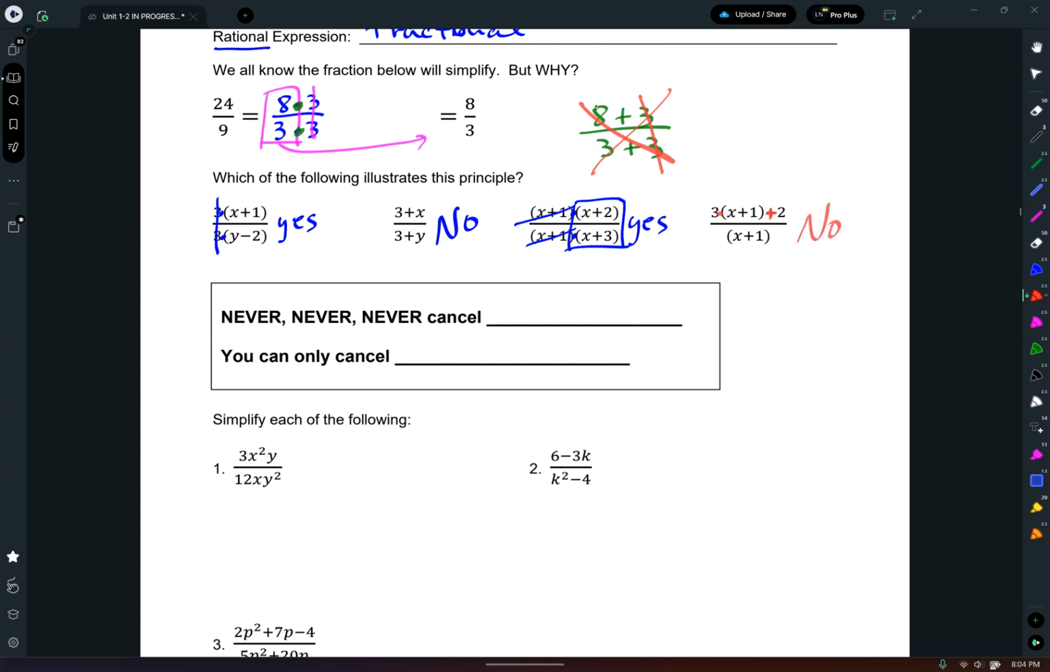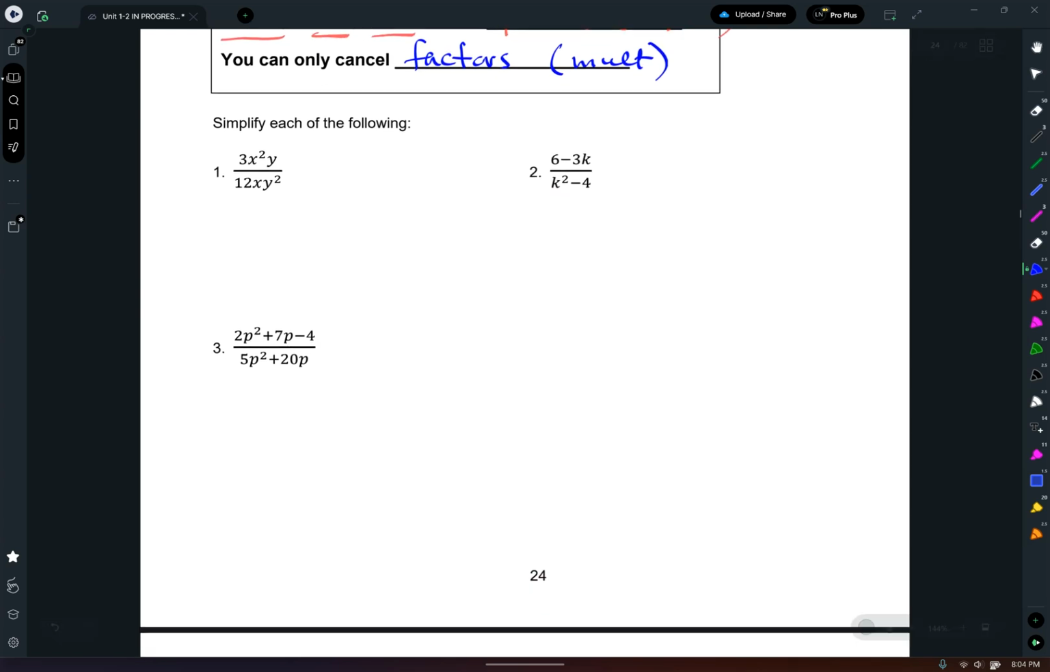You cannot cancel those. So the way we're going to say it is never, never, never cancel terms. Okay? Terms are the ones that are being added or subtracted. You can only cancel factors because factors are the ones that are being multiplied. So when I look at number 1, and you've done these before, and we don't really talk about it, but the 3 is being multiplied by the x squared and is being multiplied by the y. So all of these terms are being multiplied. That's why it's okay to think about canceling.